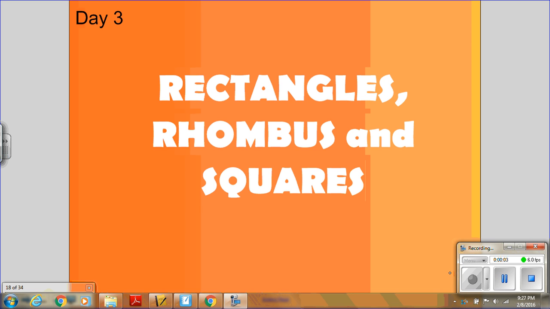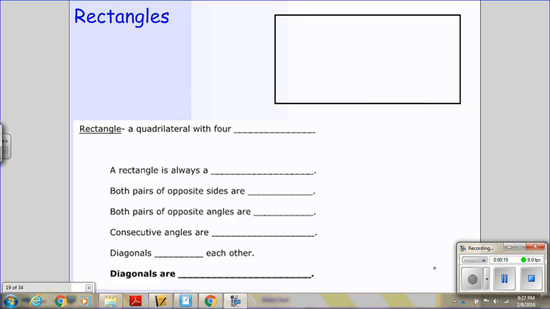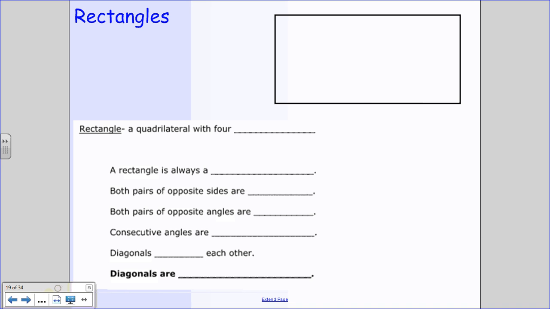Unit 8, Day 3 Notes. Today we'll talk about rectangles, rhombi, and squares in more depth. A rectangle is a quadrilateral with 4 right angles.